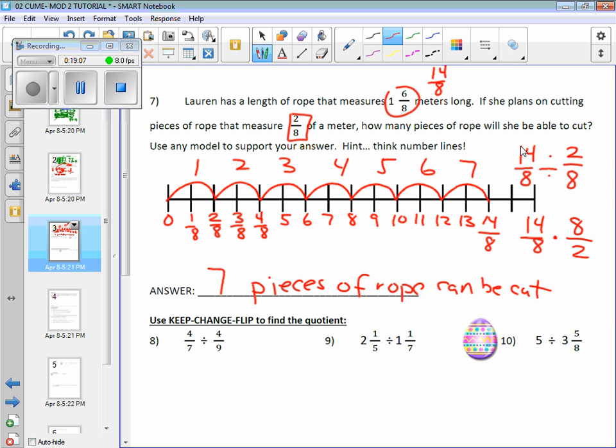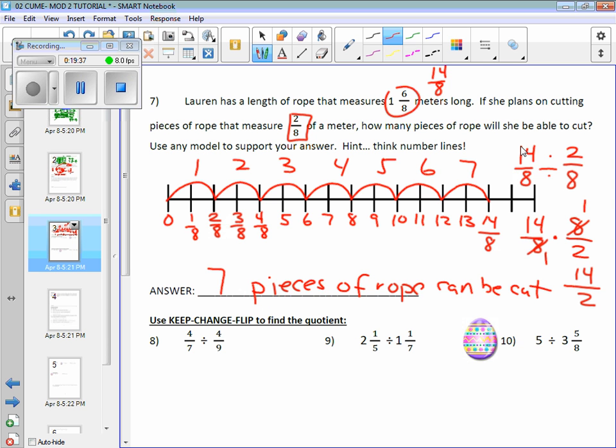Now, if you remember, we can cross-reduce these 2/8. We learned this when we were doing multiplication and division of fractions. We can make these both 1. And I'm going to multiply 14 times 1, which is 14. And 1 times 2, which is 2. 14/2 is the same as the number 7.